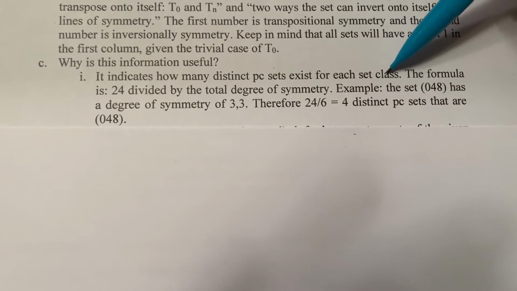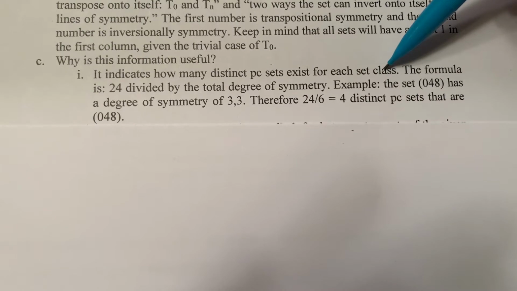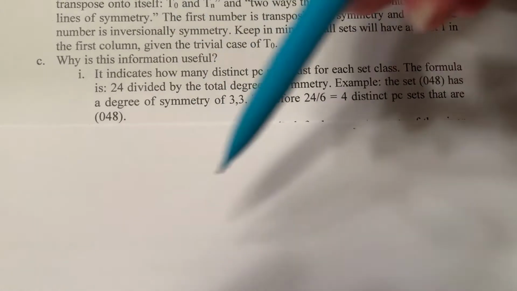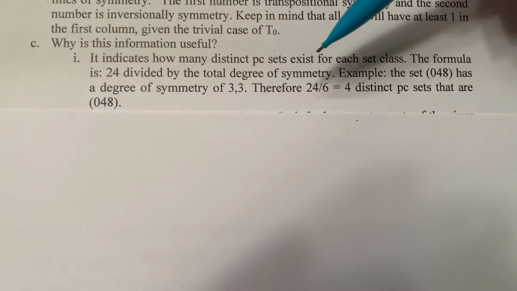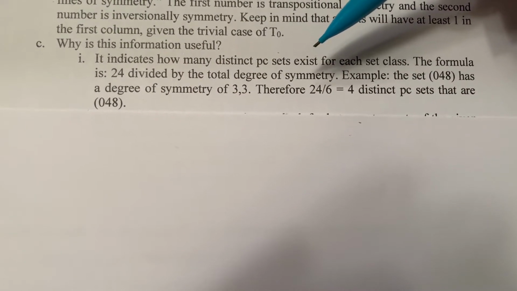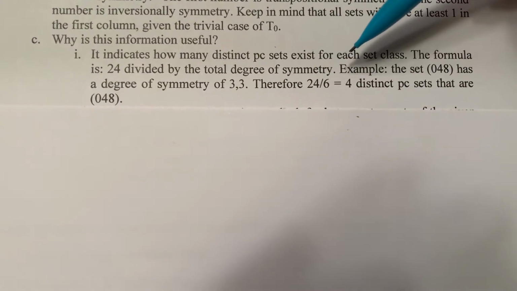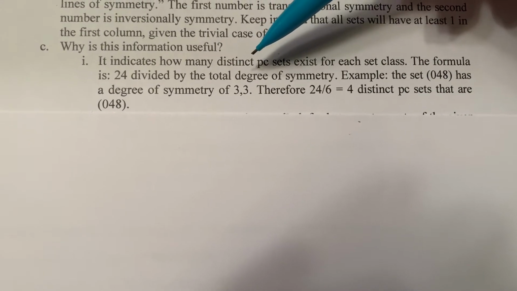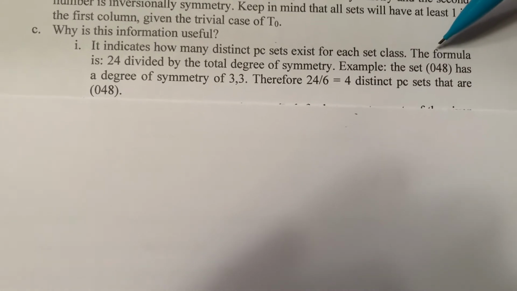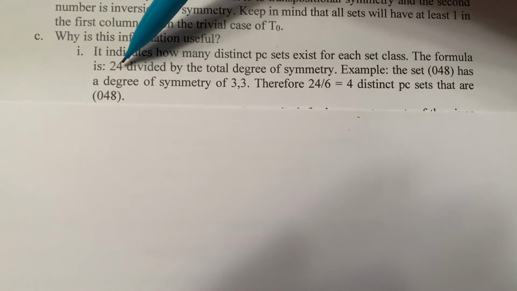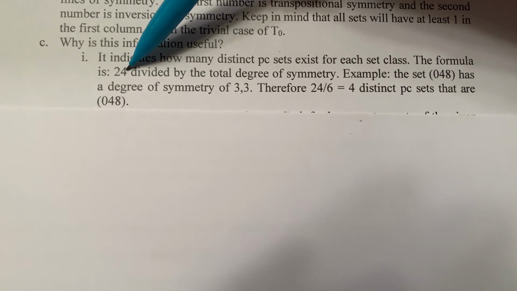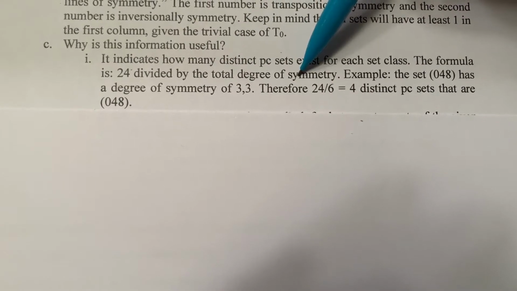Now remember, if it's a non-symmetrical set, there will be 24. There will be 12 going clockwise and 12 going counterclockwise. If we had 013, for example, which is non-symmetrical, there are 24 different sets that are 013s. But if we have a symmetrical set, it's going to be fewer because we're going to plug into this formula. What you're going to do is take 24, which is the ultimate number that you can have for a set class, divided by the total degree of symmetry.